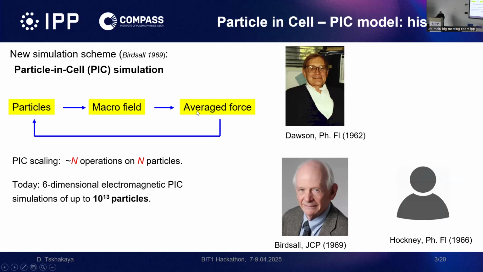It was particle-field codes, so particle in cell codes, where particles generate fields, so macro fields. These fields act on the same particles and advance these particles, and this was called particle in cell simulation. Here, PIC scaling, just from the particle side, scales as n, the number of particles, and we have at present 6-dimensional electromagnetic particle in cell codes capable of simulating up to 10 to 13. The probable pioneers of this approach are Dawson, Birdsall and Hockney. You definitely know Birdsall and Langdon's and Hockney's book.